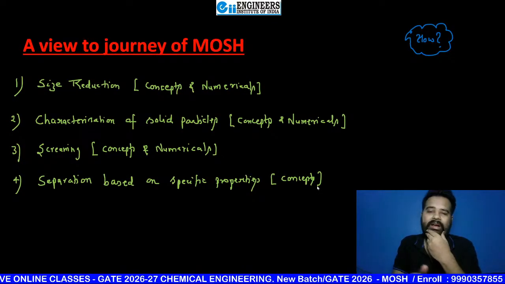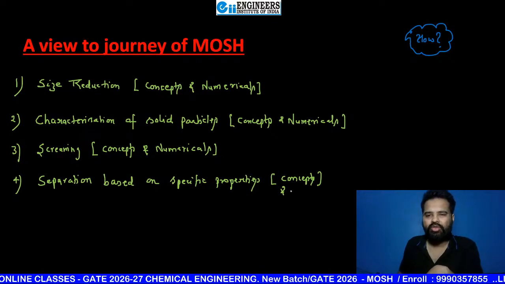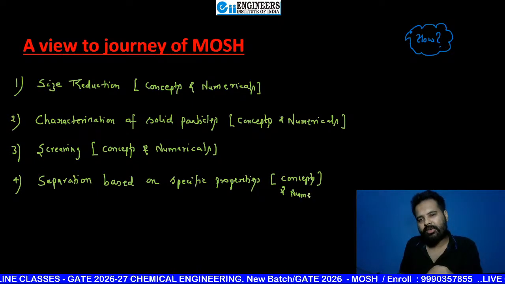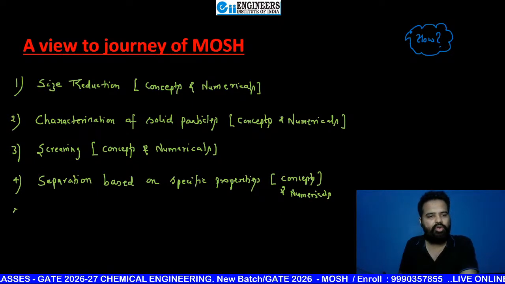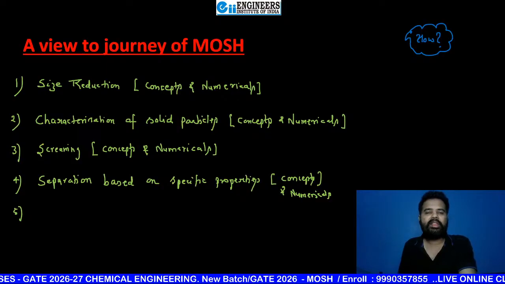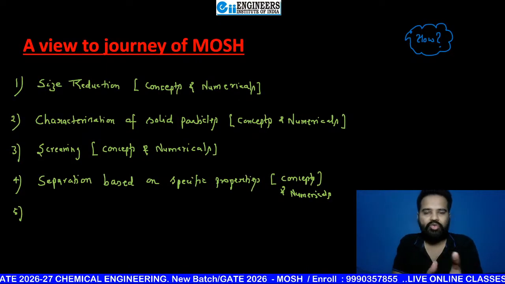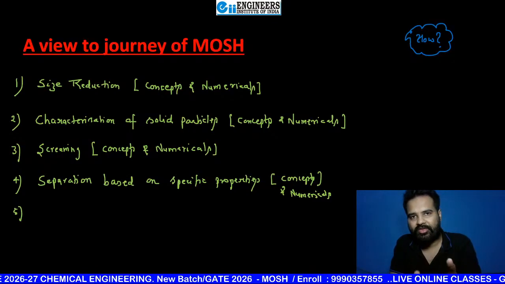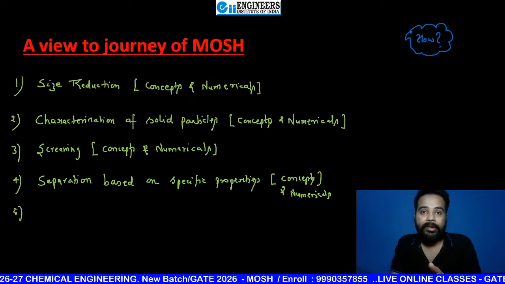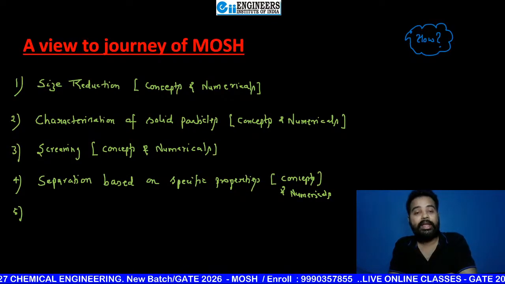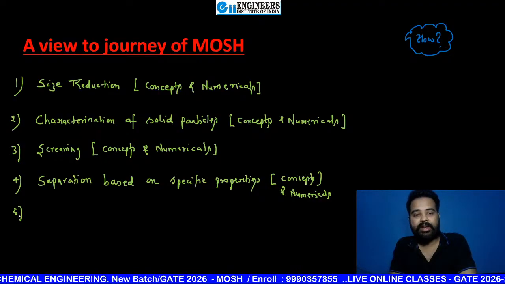Actually, in few topics numericals are also there. So in this chapter also numericals are present. Like based upon their density, how you are going to separate them, if there is a change in density, there is a change in size. So these types of separation you will see in this chapter.